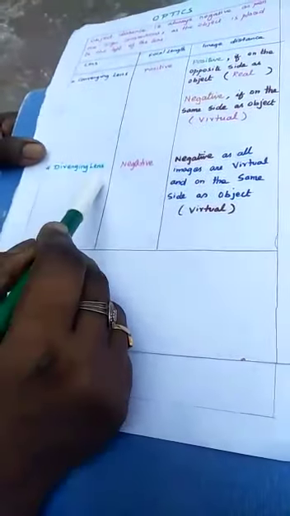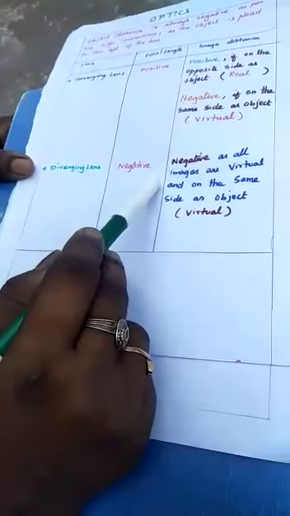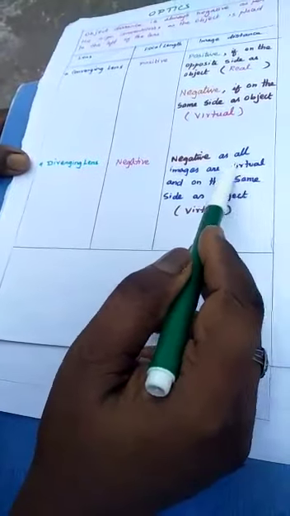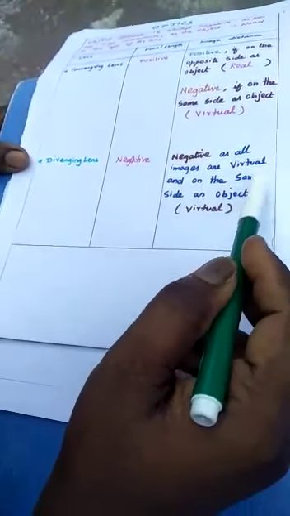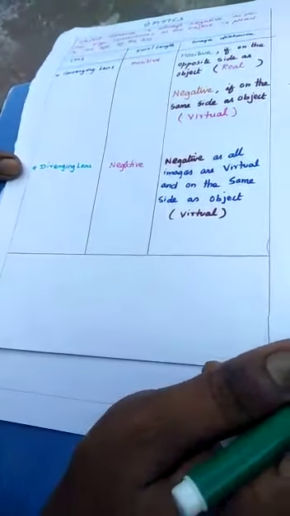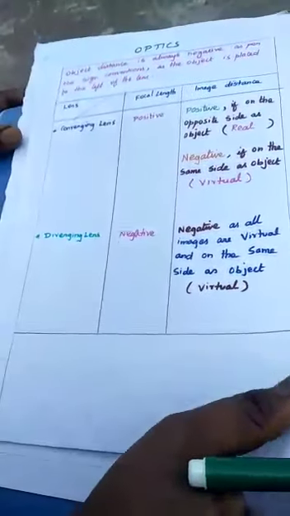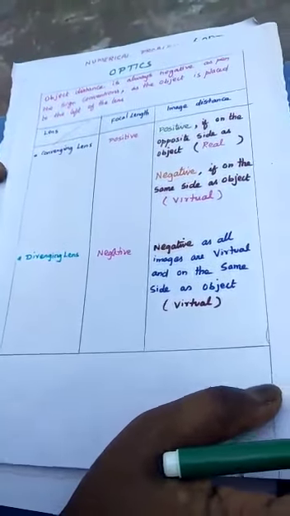For a diverging lens, focal length is negative, image distance is negative, and then we get a virtual image. The image is formed on the same side as the object. So these things we should know before we enter the numerical problems.